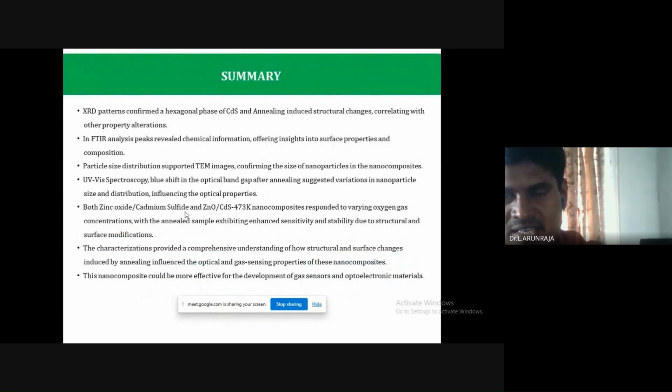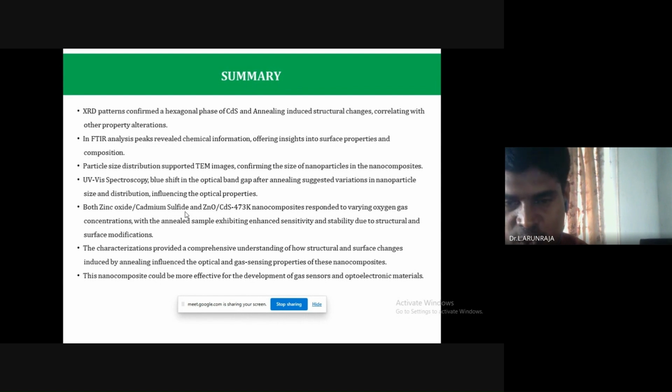That is the conclusion. The XRD pattern confirms the crystalline phase of CdS, and annealing introduces structural changes correlating with other property alterations. FTIR provides chemical information, revealing the inside properties and composition. Both the zinc oxide cadmium sulfide and the 473 Kelvin annealed nanocomposite responded to varying oxygen gas concentration, with the annealed sample exhibiting higher sensitivity and stability due to the structure and the surface modification.